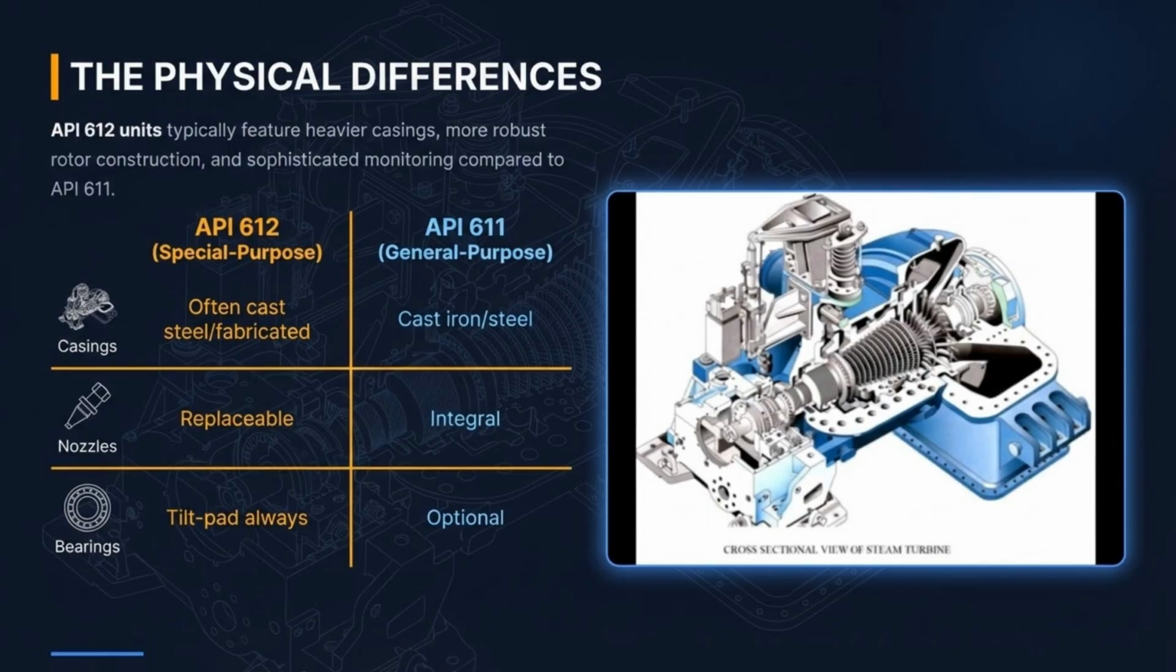Let us talk about the physical differences. Physically, the differences are stark. API 612 units feature heavier, often cast steel or fabricated casings, whereas API 611 may use cast iron. In 612 units, the nozzles are replaceable to allow for performance tuning, while they are often integral in 611 designs. Most importantly, API 612 mandates tilt pad bearings for stability, while API 611 might use simpler sleeve or anti friction bearings.